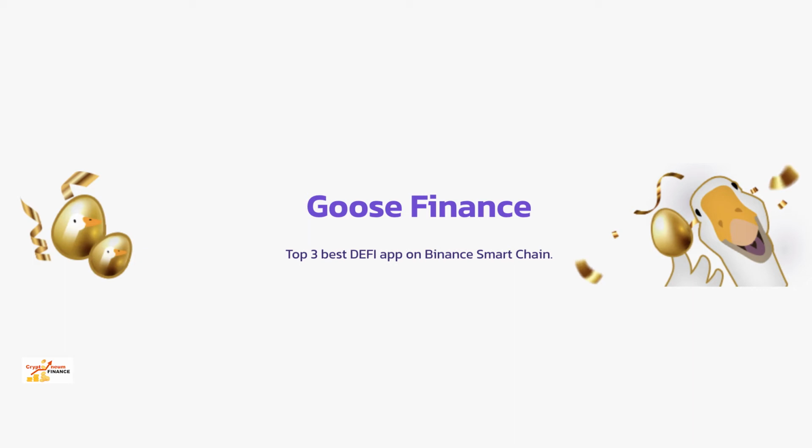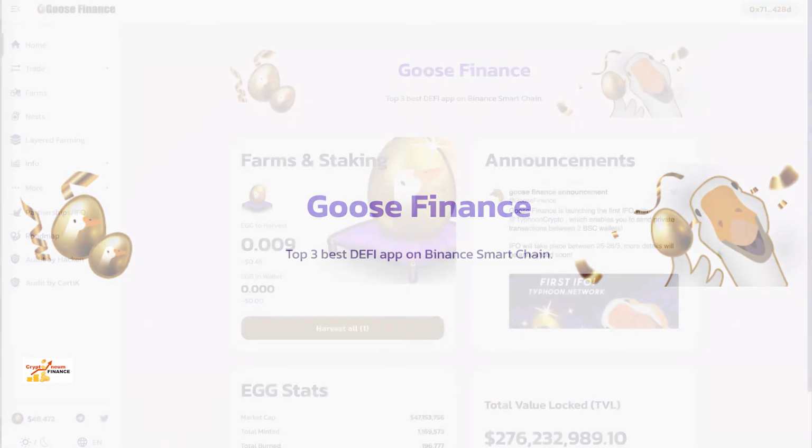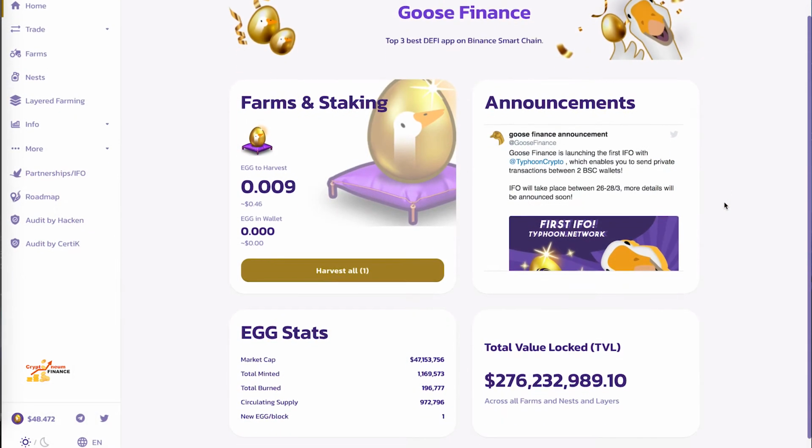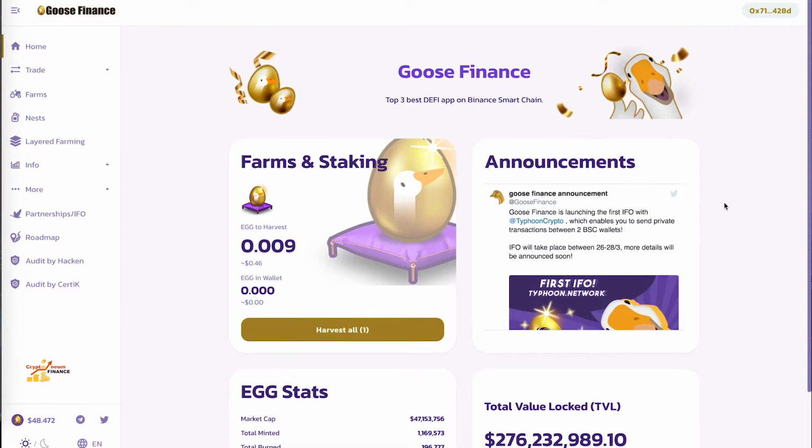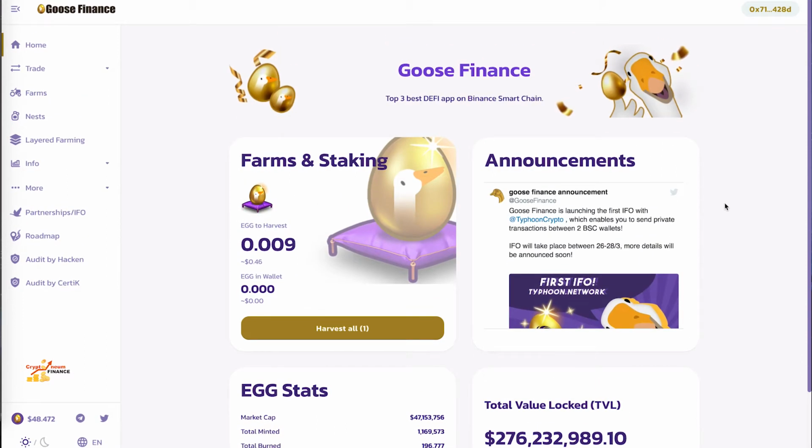Hey guys, in today's video, I wanted to take another look at Goose Finance, which has become one of the most popular DeFi applications on the Binance Smart Chain. And what I'm going to do is show you my portfolio and exactly how much money I have staked in here, so that you can also see how long it has taken me to ROI, or get back some of my initial investment.